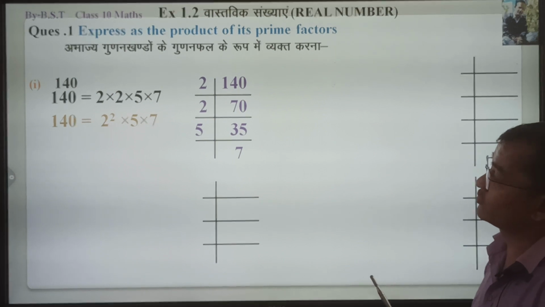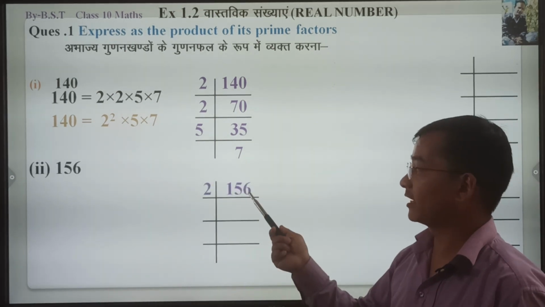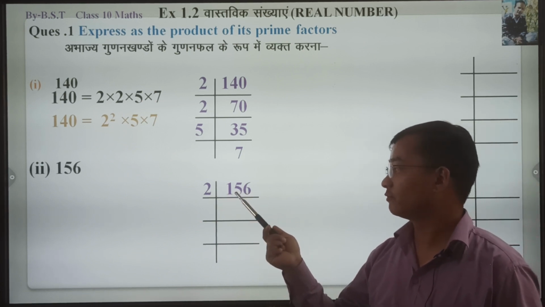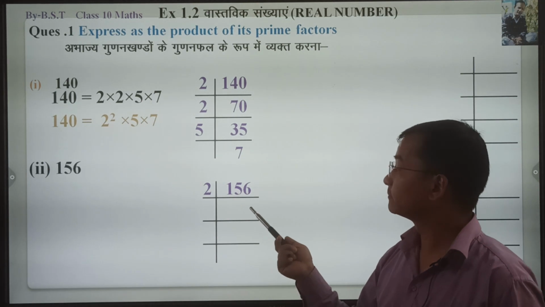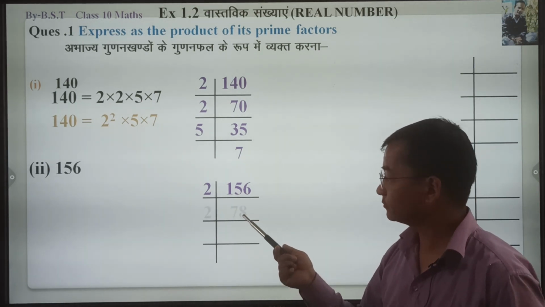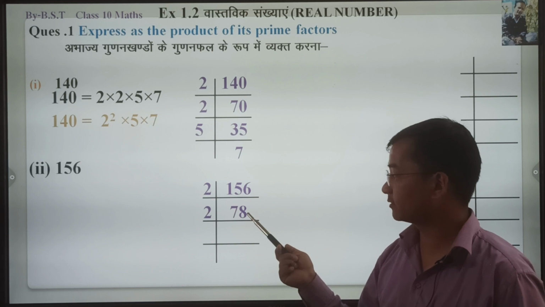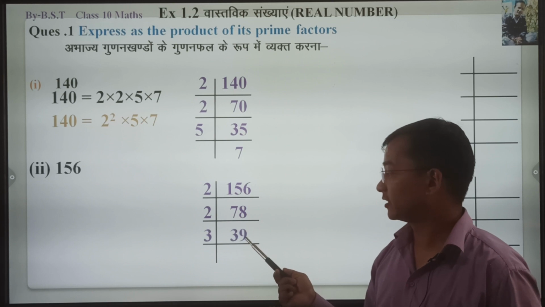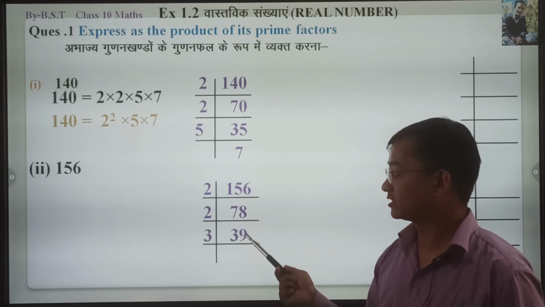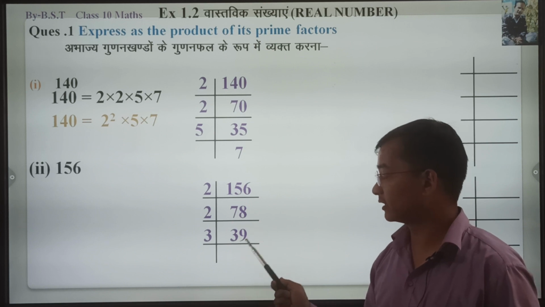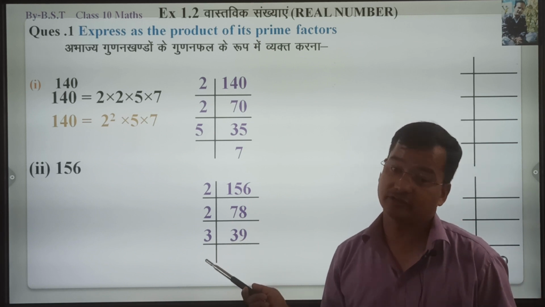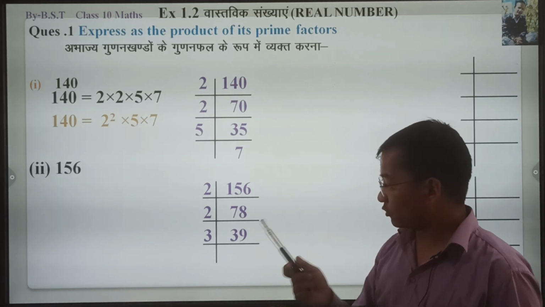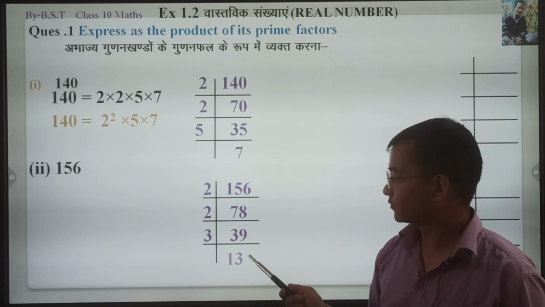Similarly students, the next question is 156. Again there is 6 in ones place, it will be divisible by 2. So by dividing 156 by 2 we get 78. Again there is 8 in ones place, even number, so divisible by 2. 2 3s are 6, 2 9s are 18. This 39 is divisible by 3 because the sum of the digits is 12 and 12 is divisible by 3, so the whole number is also divisible by 3. So 3 1s are 3, 3 13s are 39, we get 13.